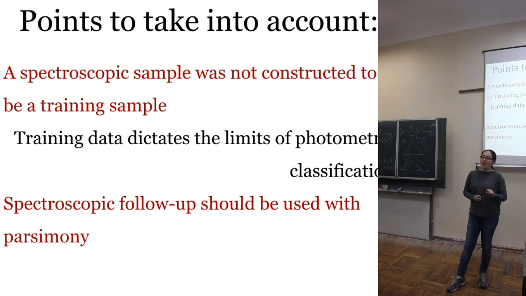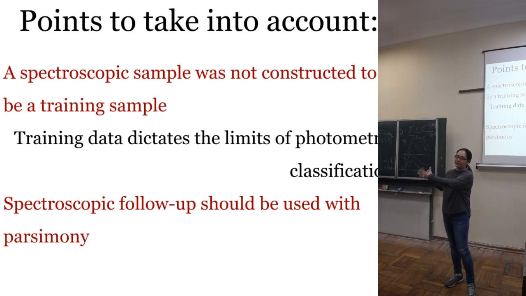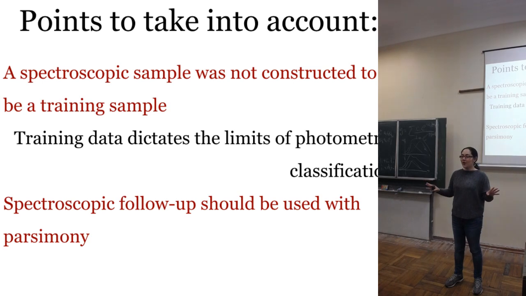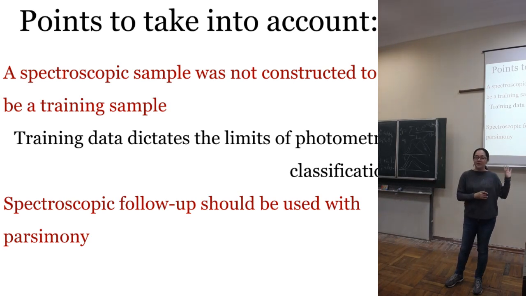Remember that a spectroscopic sample was not constructed to be a training sample, right? What you do in astronomy is we take the sample for which we have spectra because we have labels for that. We train our machine learning models on that, and then we apply it to the photometric samples for which we do not have spectra. The spectroscopic sample was never thought to be a machine learning training sample, right? The people who built that were thinking of other things.